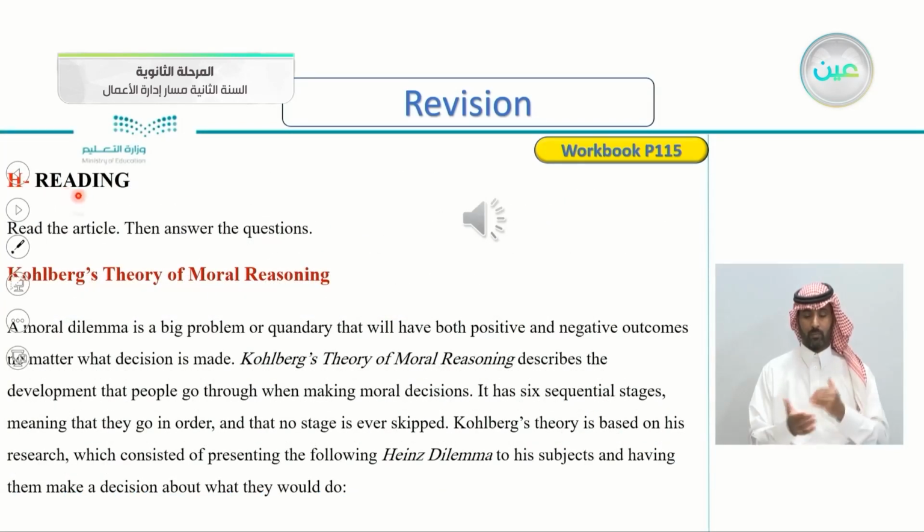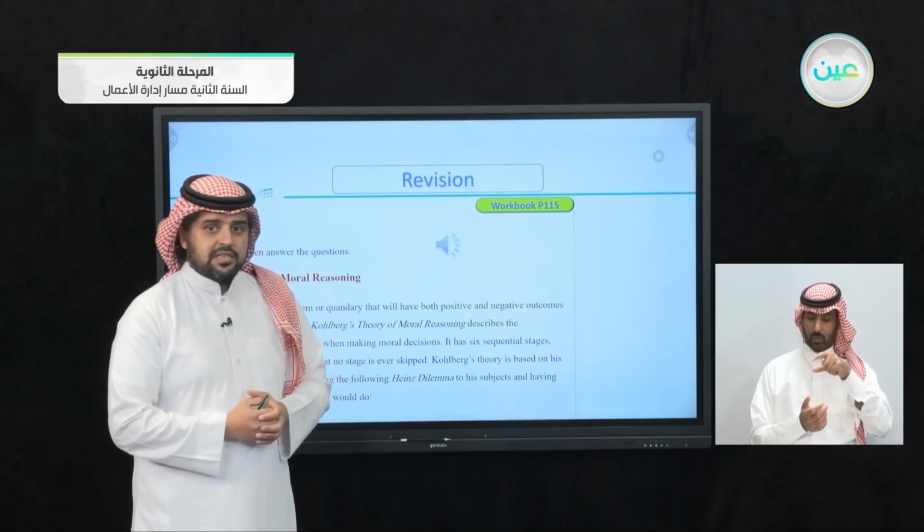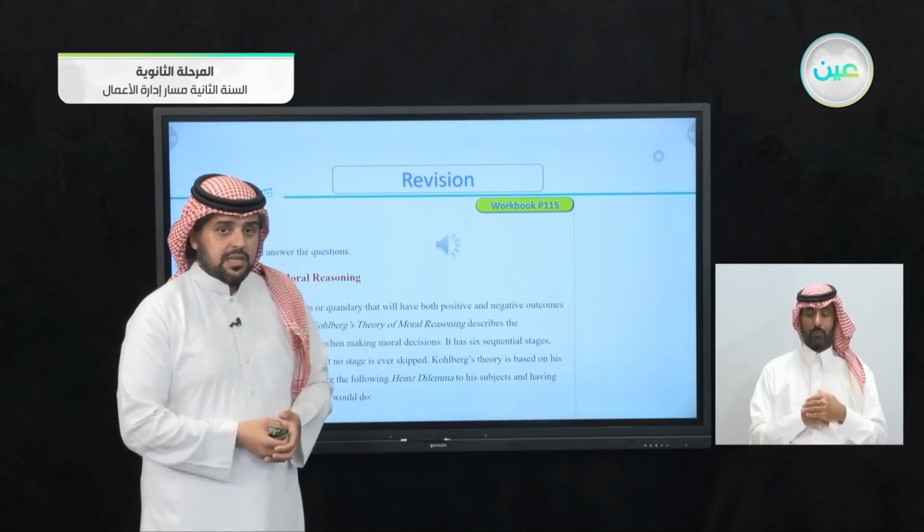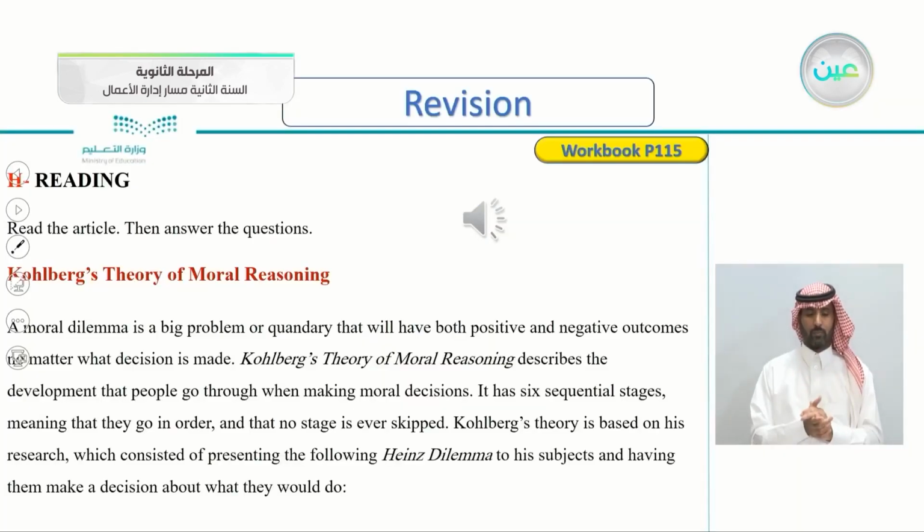Moving on to exercise H here for the reading, page 115. Read the article, then answer the questions. Kohlberg's theory of moral reasoning. So let's listen to the article together. Then we will be answering some questions about the article. Let's listen.